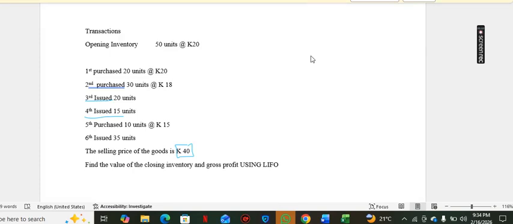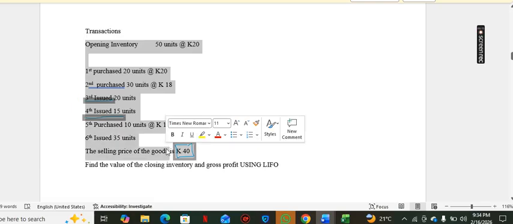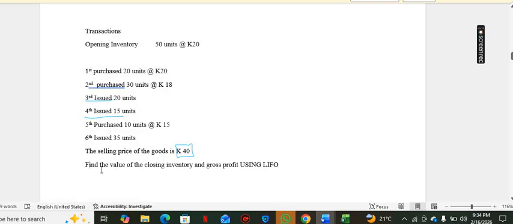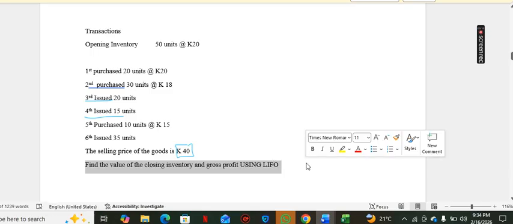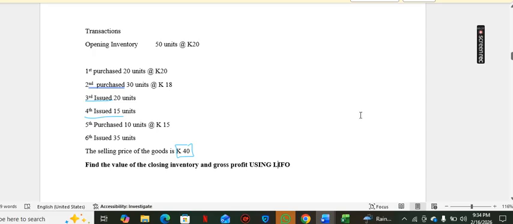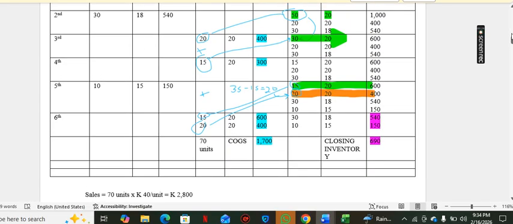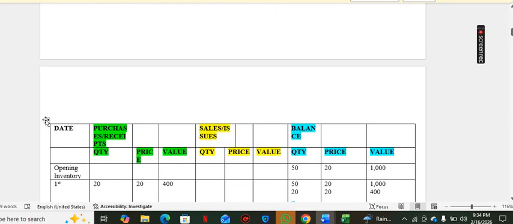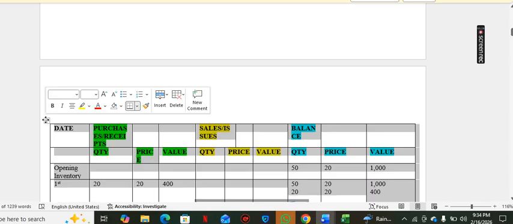The goods, the latest goods that come in, are the ones that are sold or issued first. We'll be given information here with some transactions, and the question is asking us to find the value of the closing inventory and the gross profit using LIFO, last in, first out. So we need to make our stores ledger. This is called the stores ledger.